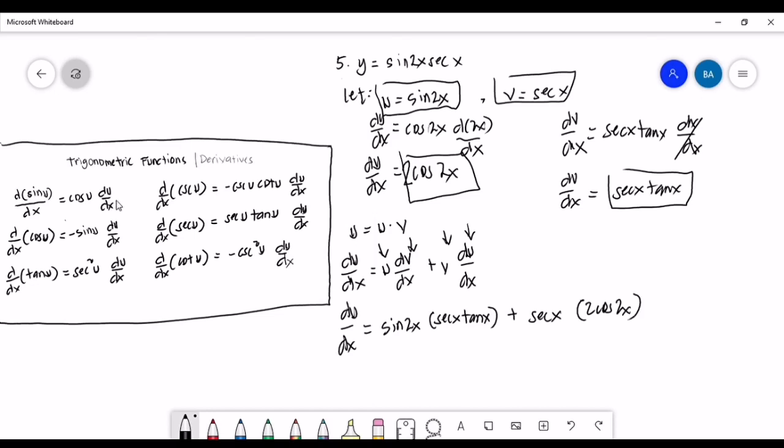So overall, if we find our derivative with respect to x, this is equal to, let's try to simplify, secant x times tangent x sine 2x plus 2 cosine 2x. So this is our answer. I tried to factor out the secant x.